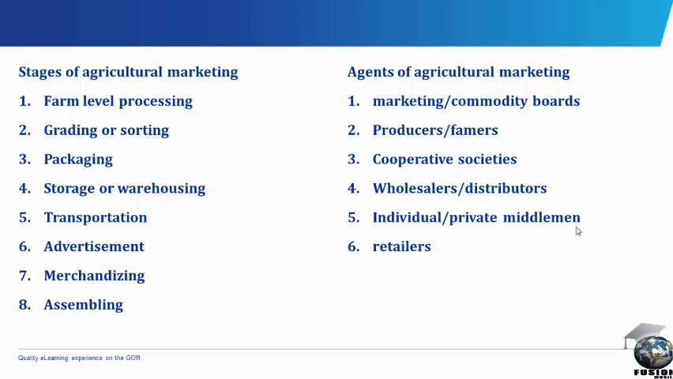Advertisement involves the process of making the produce known or the creation of awareness either through radio, television, newspaper, etc. While merchandising refers to the exportation of farm produce through the port to other countries. Assembling or assemblage is the regathering of various produce brought from different sources. In other words, it may involve the repackaging of produce in readiness for final consumption.